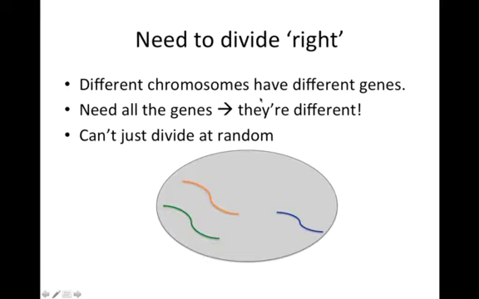Okay, so different chromosomes have different genes. So we need to make sure that all of our cells have all the genes, so they have all the chromosomes, that we don't end up with two different cells. We can't just divide it at random. So if we think about this, we start out with a haploid cell, and then all the chromosomes are duplicated, so now we have two copies of each. So we can't just sort of divide the cell in half, because that could leave us with, here we have two blues and no greens, and here we have two greens and no blues.